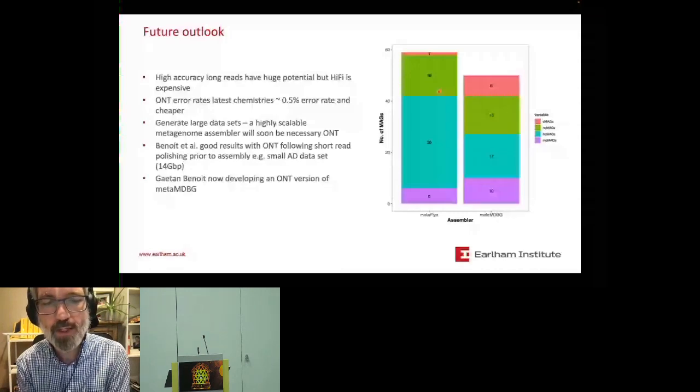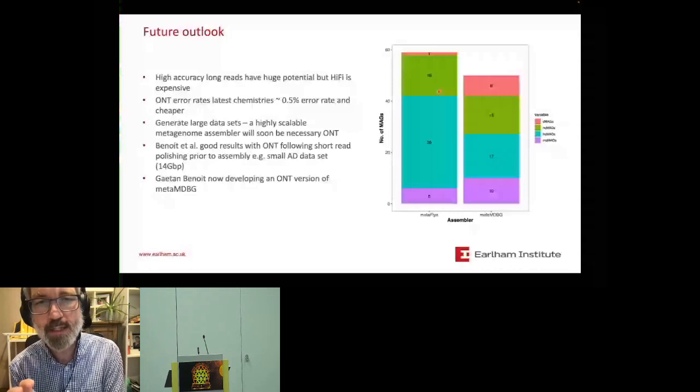But what Gaetan is working on now is a dedicated ONT version of metaMDBG. What we hope here is that this will be scalable to large Nanopore data sets, which is probably what we need to understand complex environments.